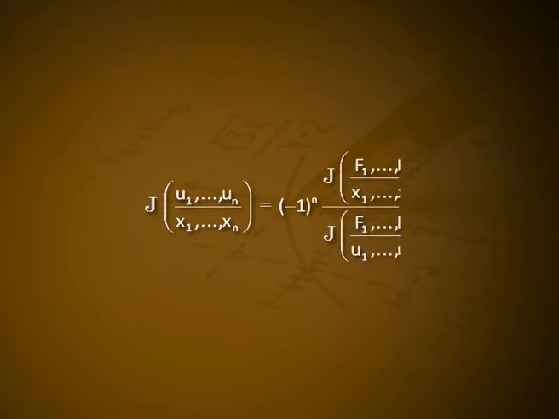Theorem: if u_1, u_2, ..., u_n are functions of n independent variables x_1, x_2, ..., x_n given by the implicit relations F_i(u_1, ..., u_n, x_1, ..., x_n) = 0 for i = 1, 2, 3, ..., n, then J(u_1, ..., u_n / x_1, ..., x_n) = (-1)^n J(F_1, ..., F_n / x_1, ..., x_n) divided by J(F_1, ..., F_n / u_1, ..., u_n).